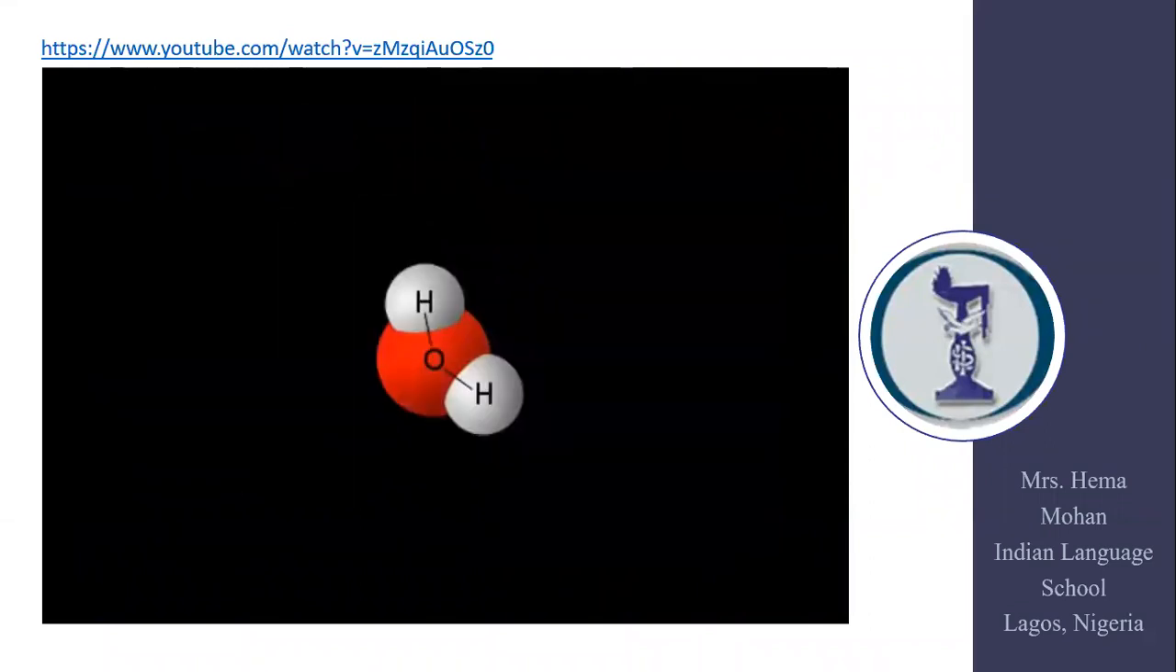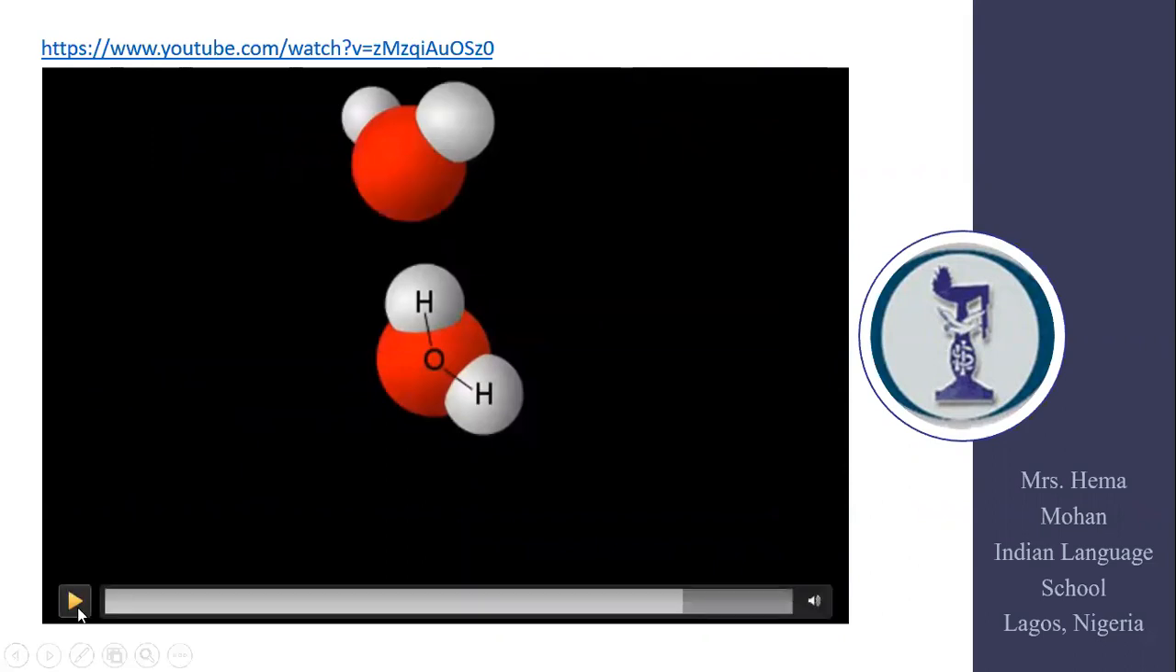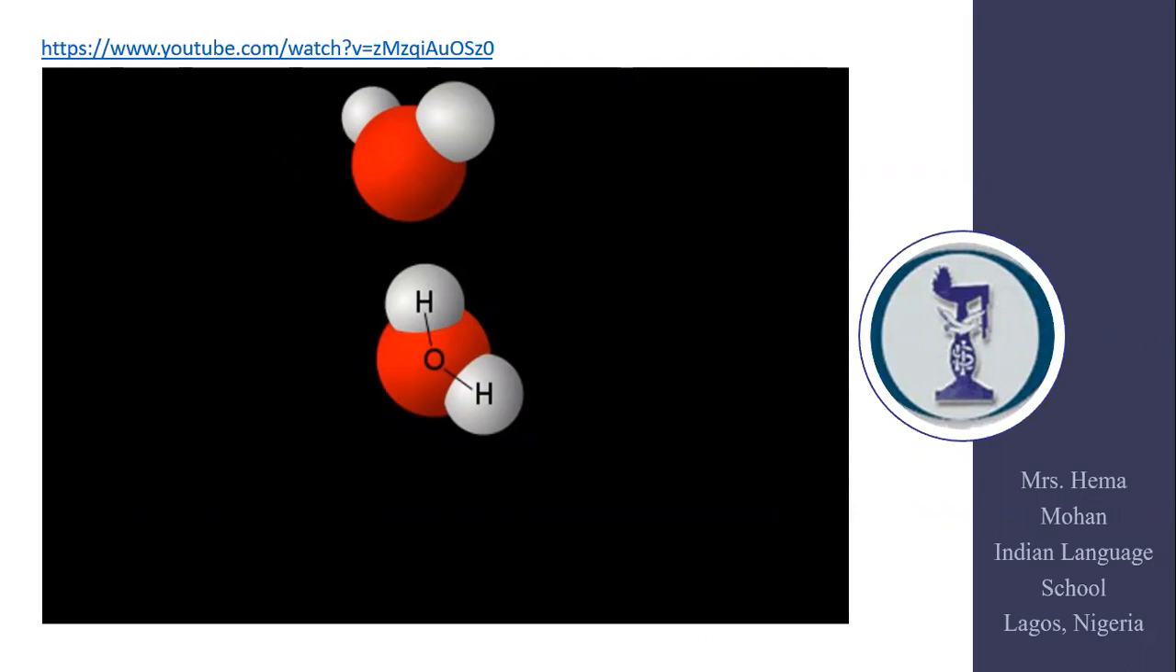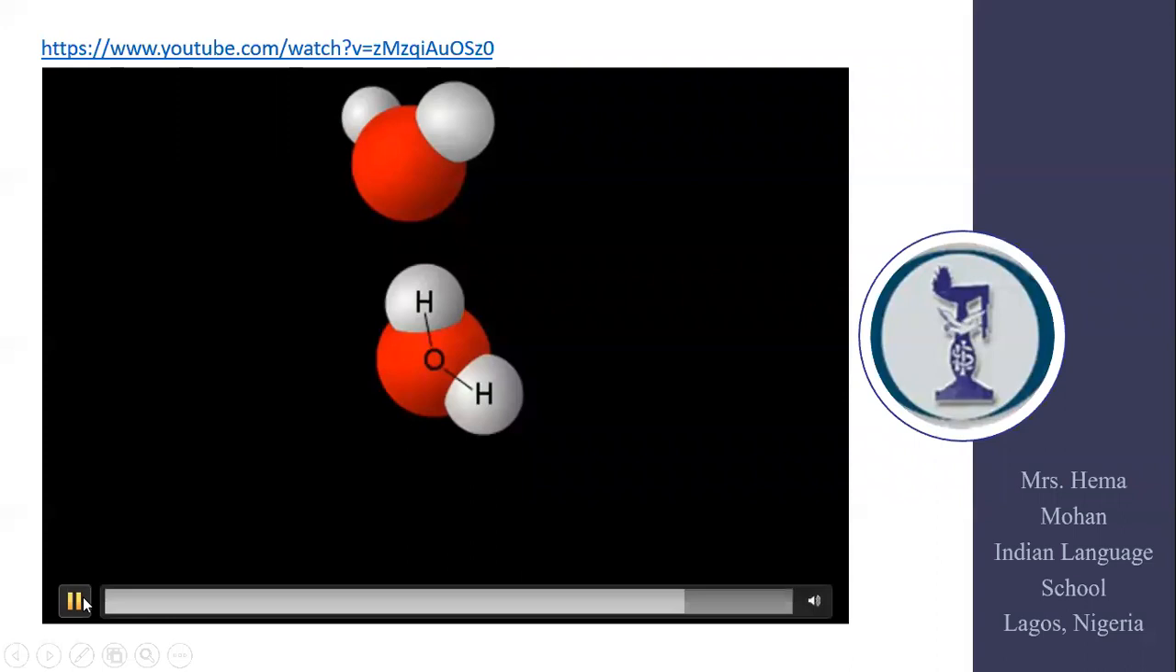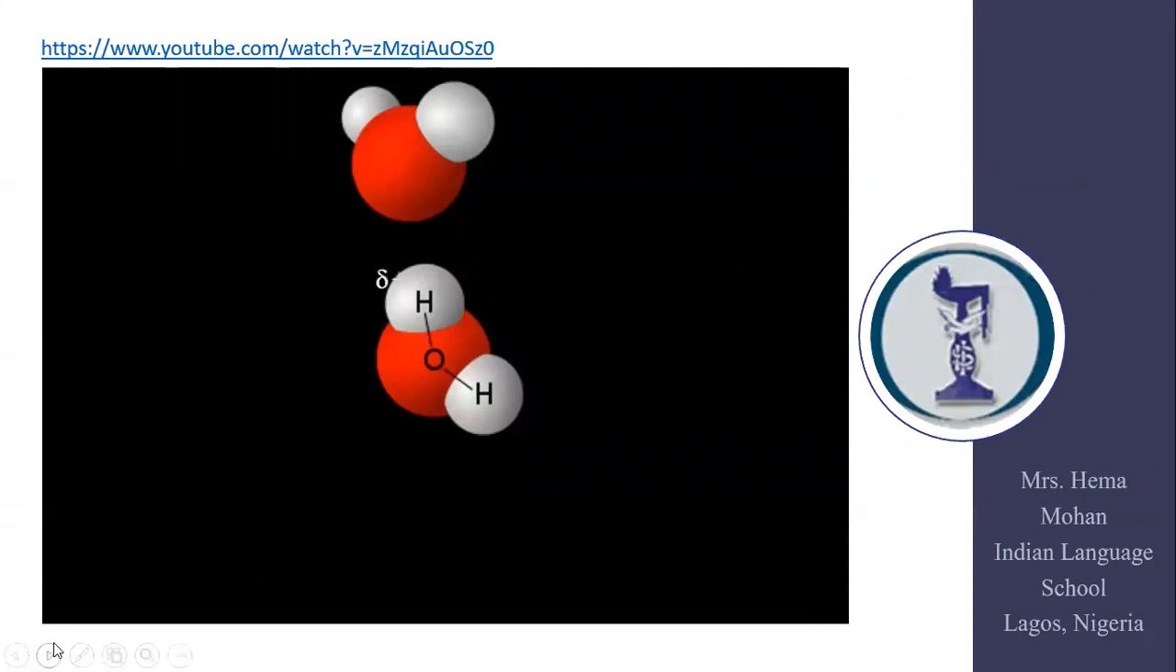I'm going to take you to chemistry. Now if you look at a water molecule, a single oxygen atom is going to be linked to two hydrogen atoms. And what do we know about these atoms? Hydrogen is electropositive while oxygen is highly electronegative. So though they are bonded, they are going to carry a small positive charge over the hydrogen atoms and a small negative charge over the oxygen atoms.